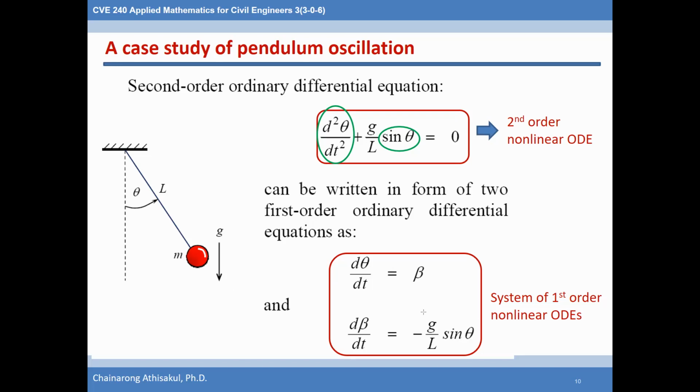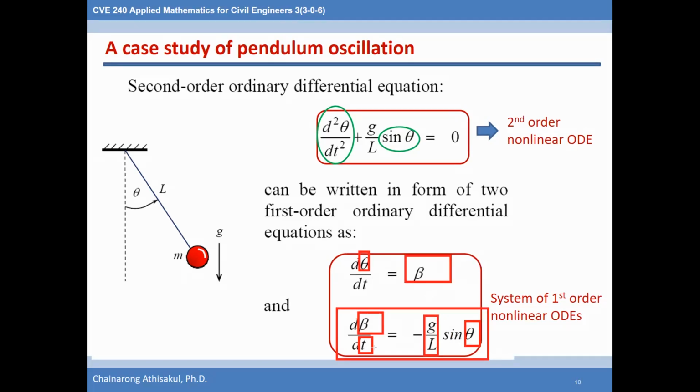So if we consider here, for the second equation, this is first order right now. Beta is the dependent variable, and the independent variable is t. G and L are constants. But you see that actually sine theta is involved, and beta is a function of theta, so theta is a function of time. So this equation becomes nonlinear.